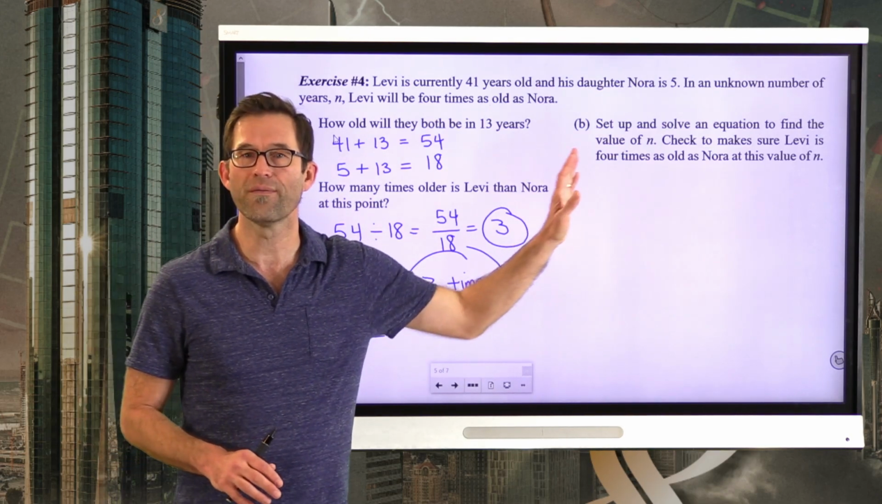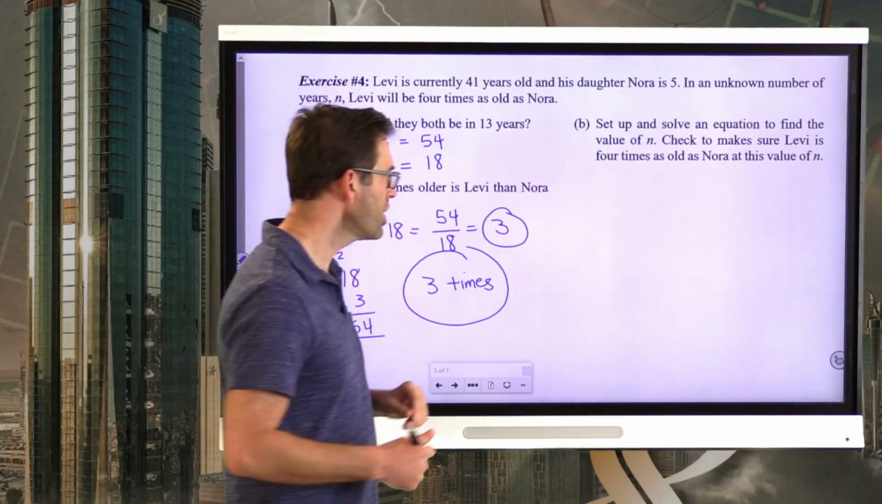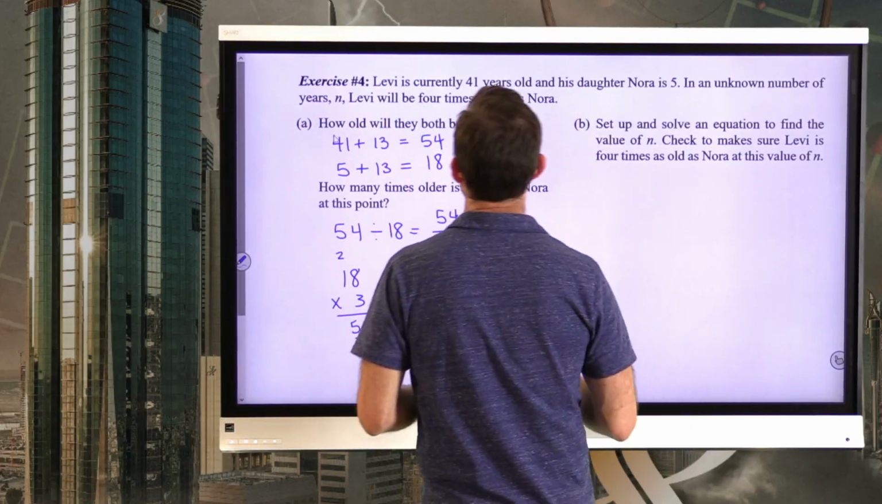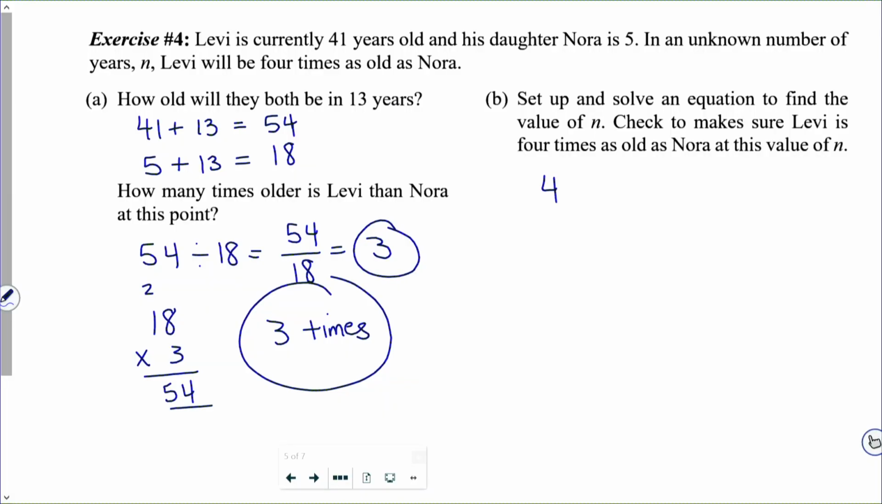This unknown value of n. Well, what's the modeling we have here? We know that Levi in n years will be 41 plus n years old. So that's Levi's age. On the other hand, Nora is going to be 5 plus n. That's going to be Nora's age.